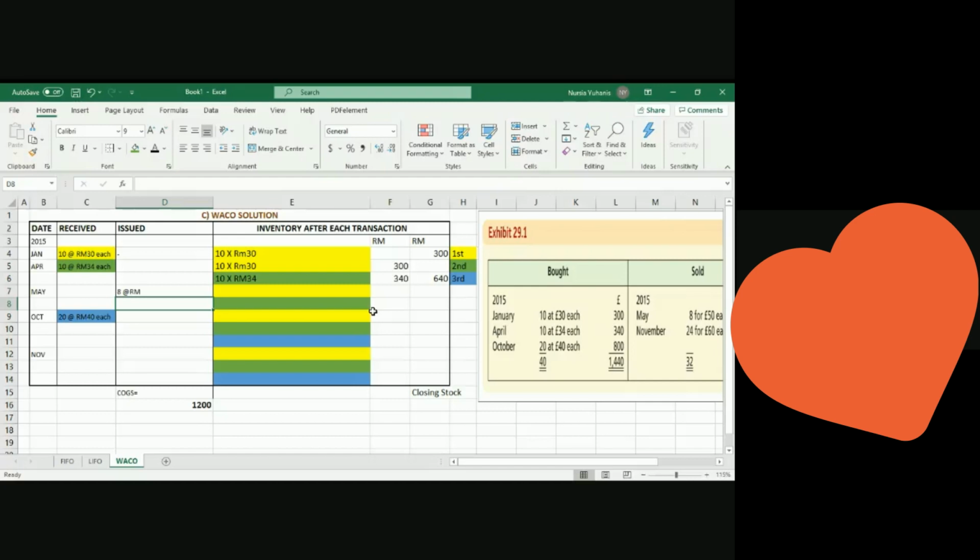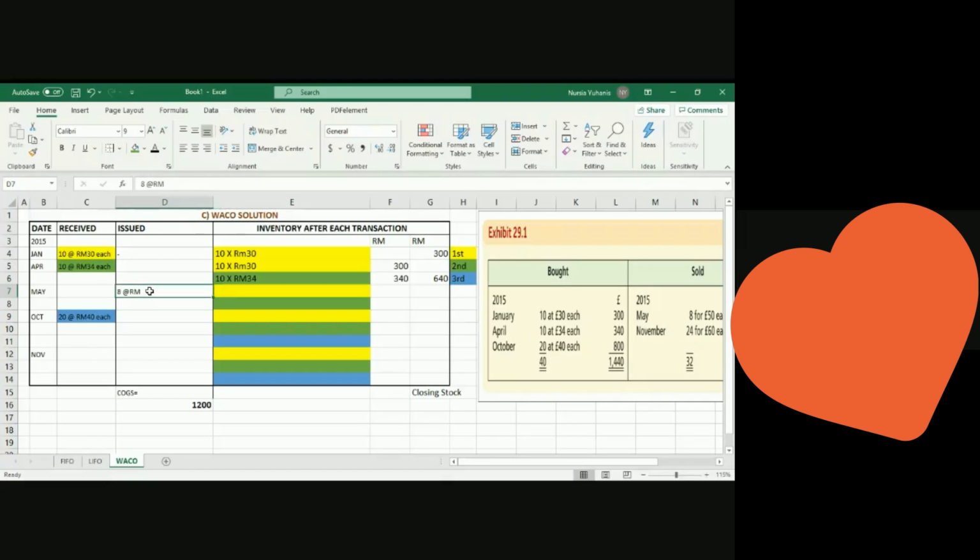So under the weighted average method, it's the same. Whenever there is a purchase, under receive, it will be the same amount. So here, no changes. 10 multiply with 30, you have 300. And then in April, you purchase another 10 materials. This one you copy from above. You have from January 10 multiply 30, and then the new stock is 10 multiply 34. So there are no changes, as I said before. The changes only come when you start selling.